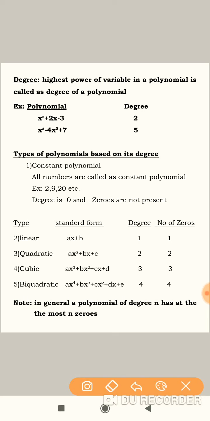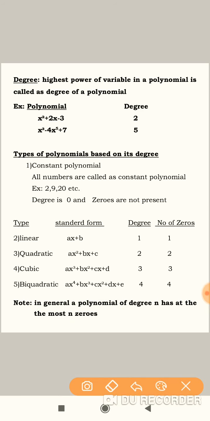In general, if you have a polynomial of degree n, how many zeros can it have? In general, a polynomial of degree n has at most n zeros. So what is the meaning of at most n zeros?